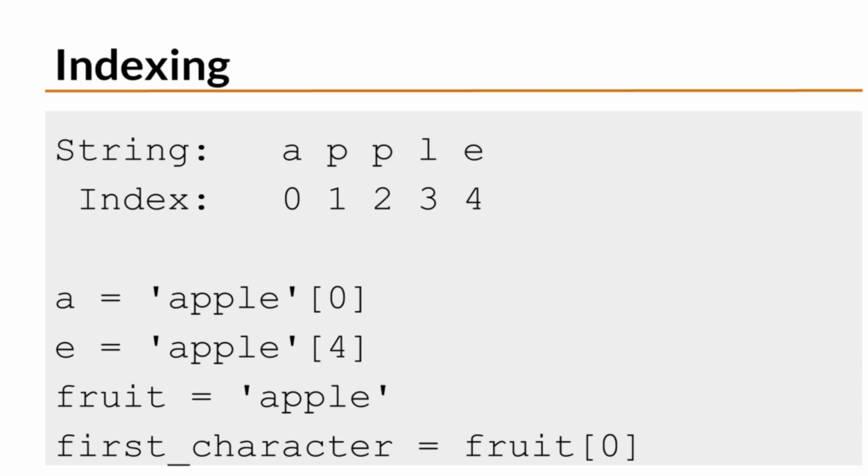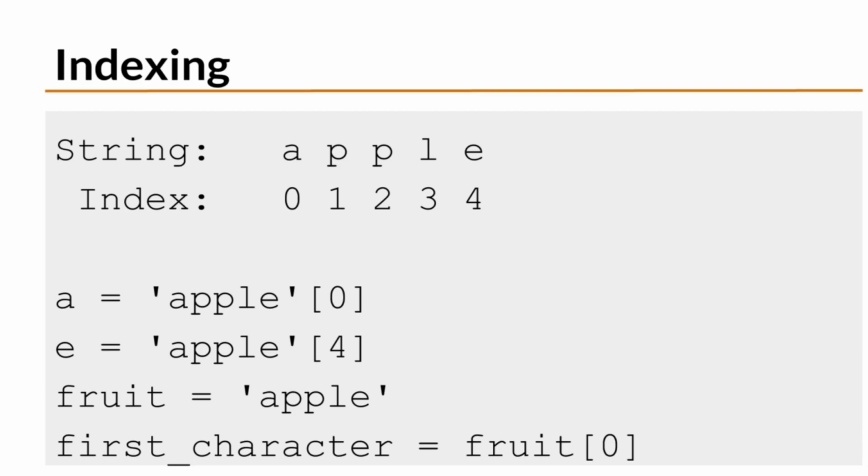On your screen, you can see where we create a variable named A and assign it the character in position 0 of the string apple. In the next example, we have a variable called E, and it's created using the character from position 4 of apple. The character in position 4 is, of course, the E.